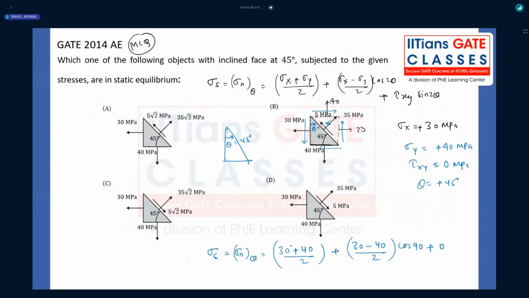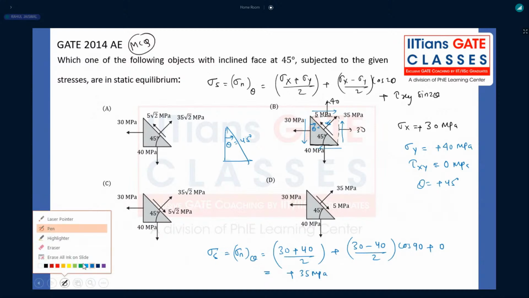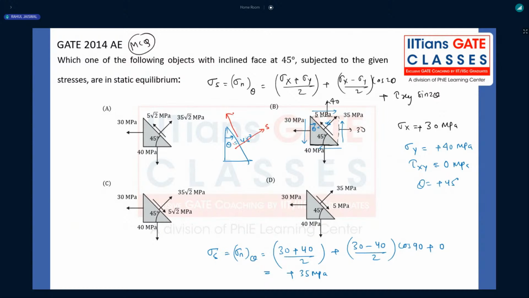Now tell me the values, whether you are getting plus 35 megapascal or not. All of you are getting 35 megapascal as a value. Plus means, I told you, this will be our S coordinate, this will be our ST coordinate, right? I told you when the sigma S will be positive, that will be acting away from that particular plane. That will be sigma S.